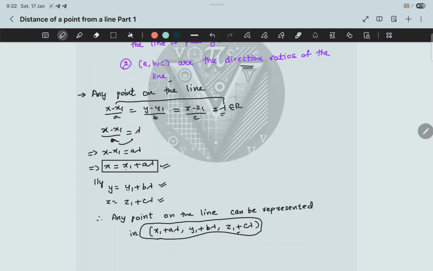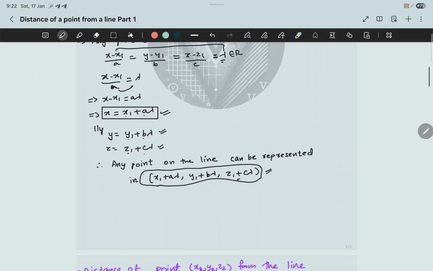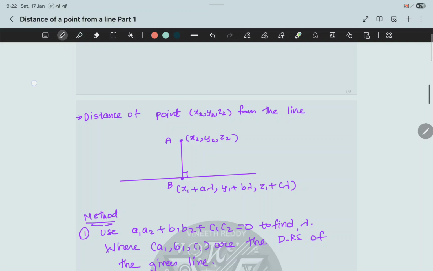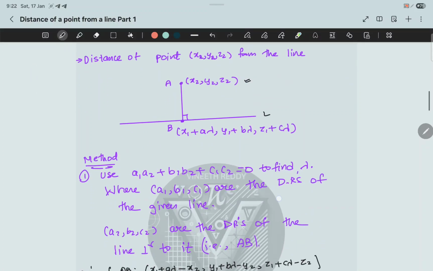Once again, x1, y1, z1 is the fixed point through which the line is passing. A, B, C are the direction ratios of the line. Now any point on the line can be represented in this way. Now the distance of a point from the line, that is the distance of A from this line L. So how do you find that?